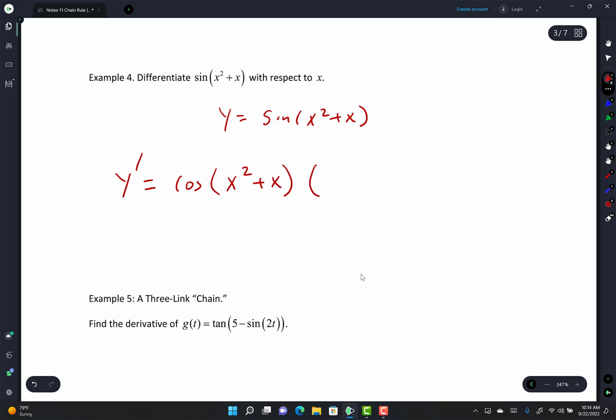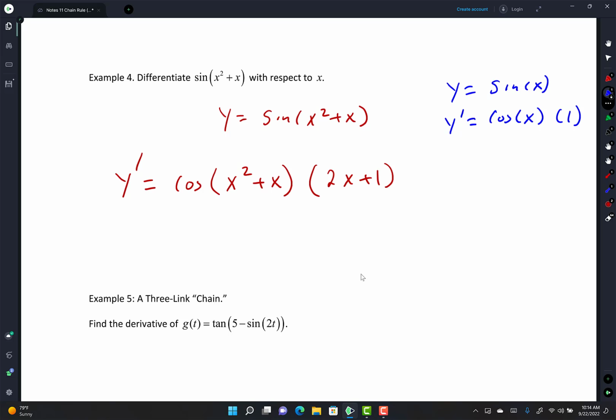Times, now I got to take the derivative of the inside. What's the derivative of x squared? Perfect. This one I would leave alone, right here. Now, here's a side note, in case you're wondering, how come we never did chain rule with sine x? Well, we did. You just don't know that you did. Look, what's the derivative of sine x? Cosine x, and then you say, okay, what's the derivative of x? 1. Anything times 1 is itself.